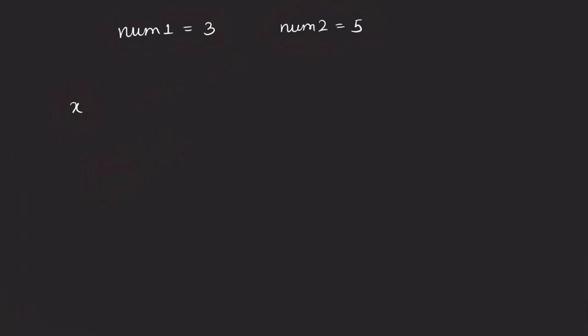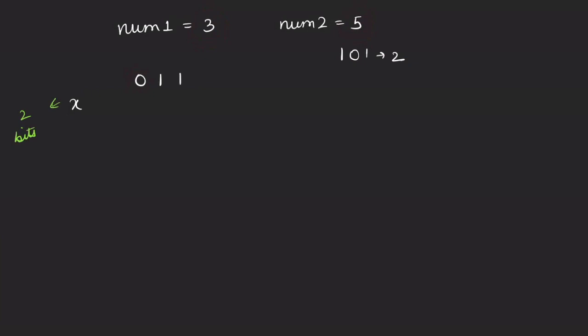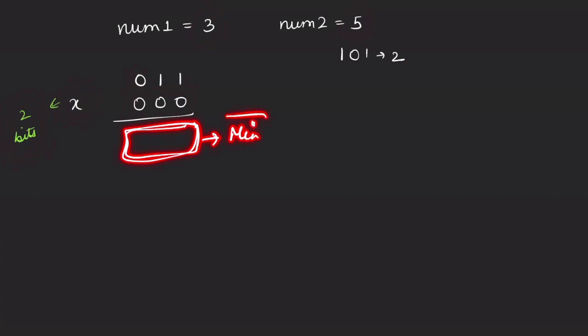If we look at the example, 5 in binary is written as 101. Now how many set bits are there? Total 2. That means in x we need to have 2 set bits. Now how do we write 3 in binary? It is 011. So x we can keep as 0 initially. Now in this x we need to set 2 bits. Which 2 bits should we set? We should set bits such that this XOR answer is minimum.